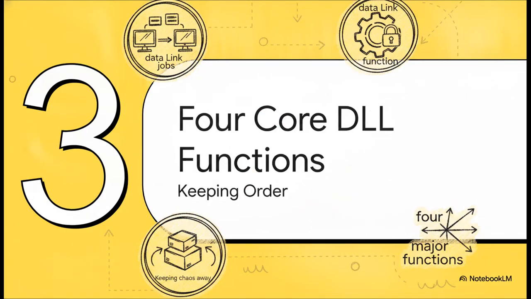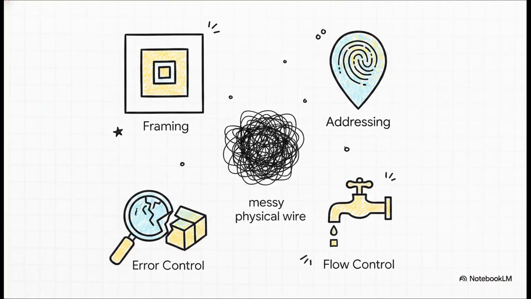All right, Section 3, the 4 core DLL functions. If you memorize anything for the test, make it this master list. These are the 4 specific solutions to the chaos of a physical wire: framing, addressing, error control, and flow control. Let's break these down one by one, starting with framing.